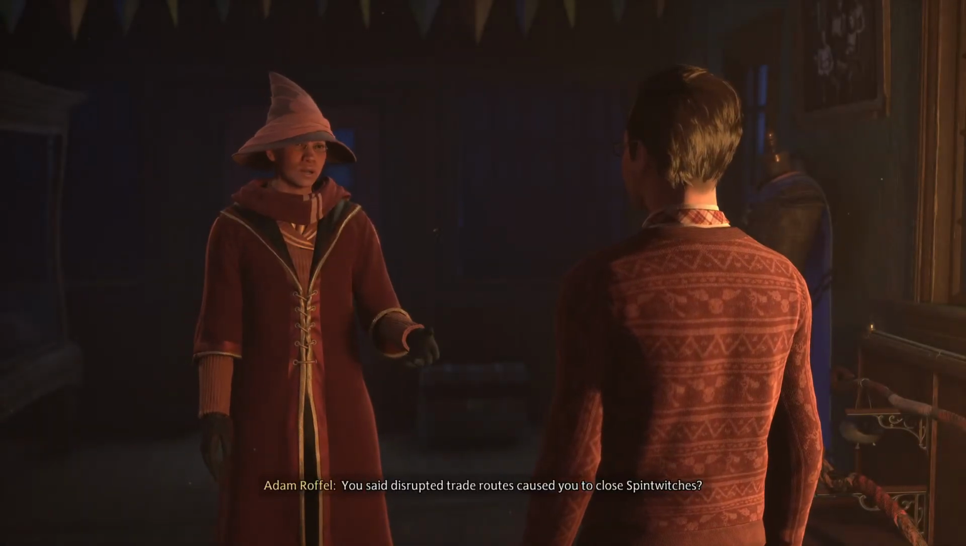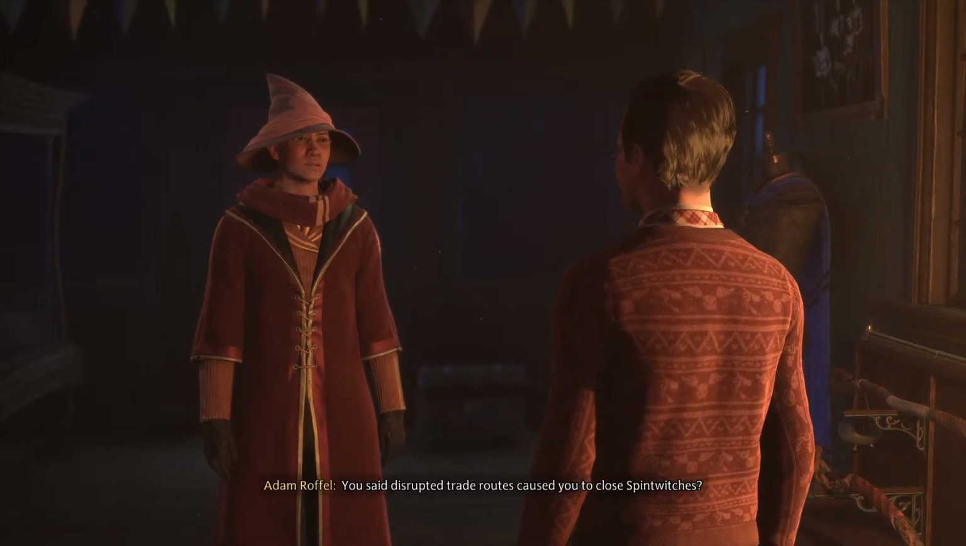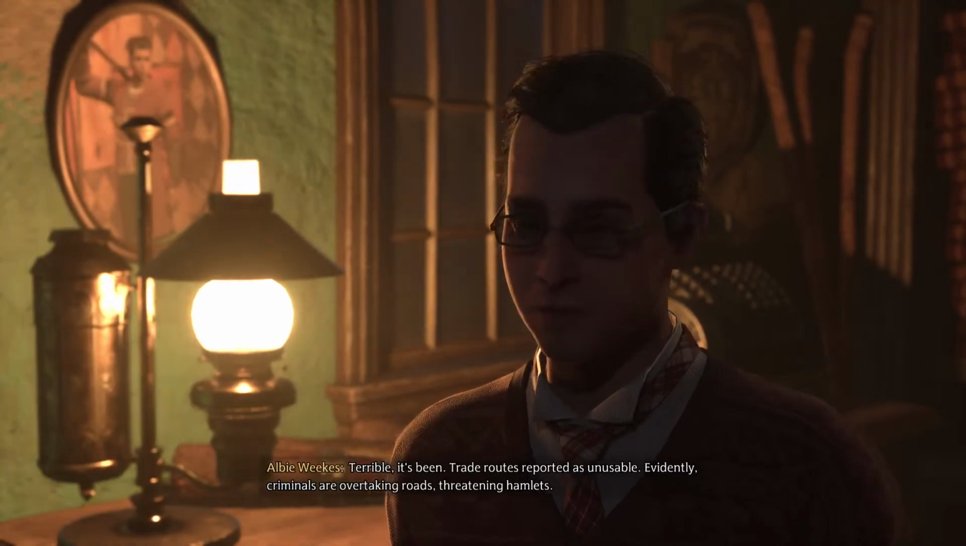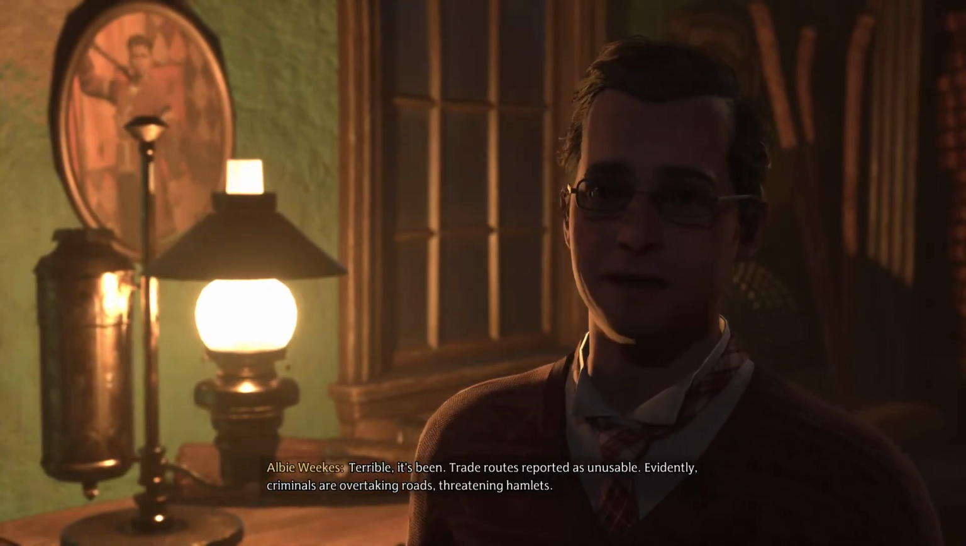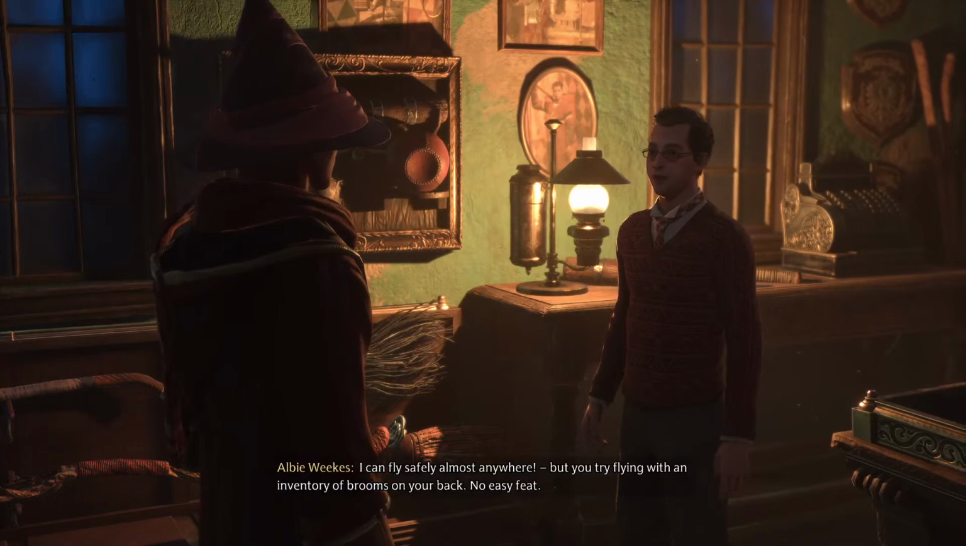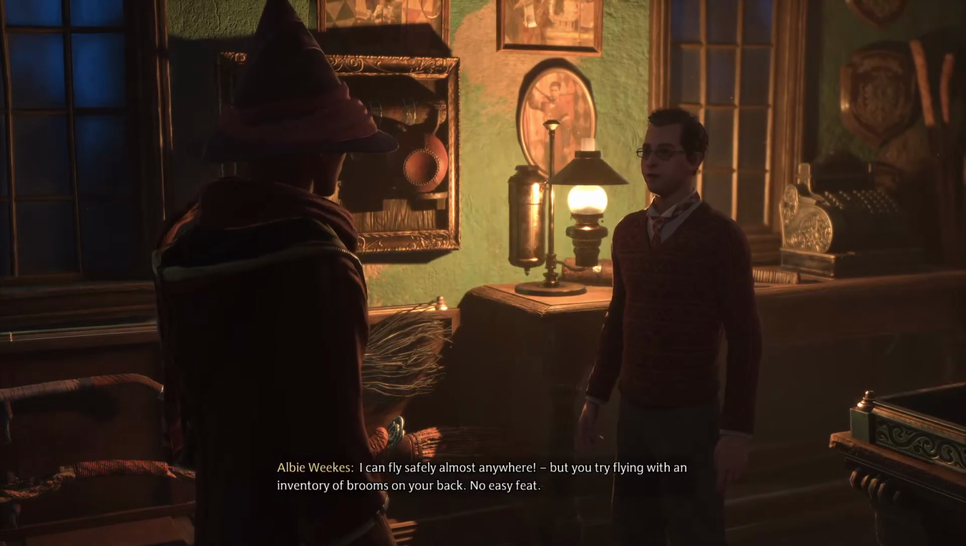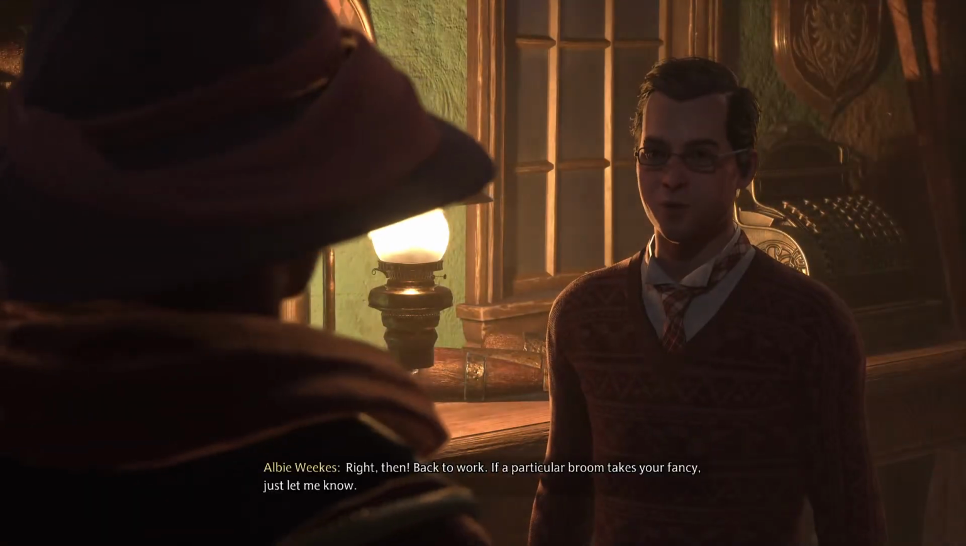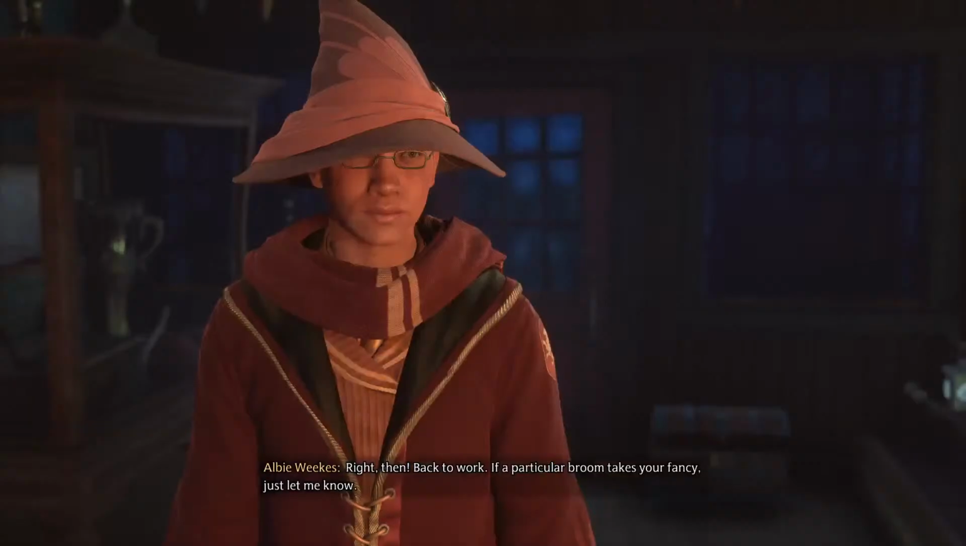You said disrupted trade routes caused you to close Spintwitches? Terrible it's been. Trade routes reported as unusable. Evidently criminals are overtaking roads, threatening hamlets. I can fly safely almost anywhere, but you try flying with an inventory of brooms on your back. No easy feat. Right then, back to work.